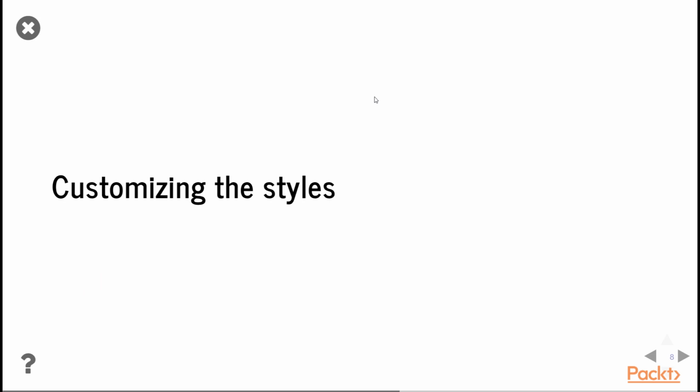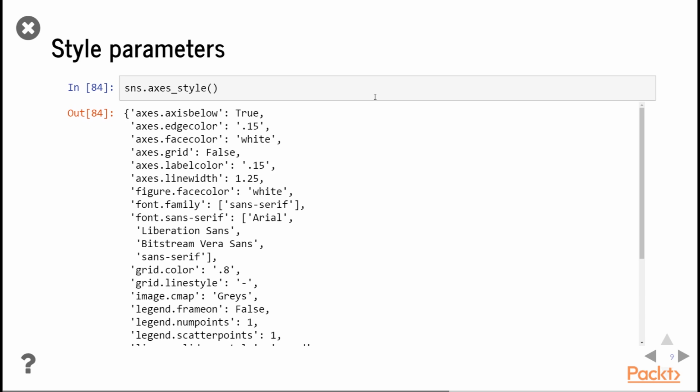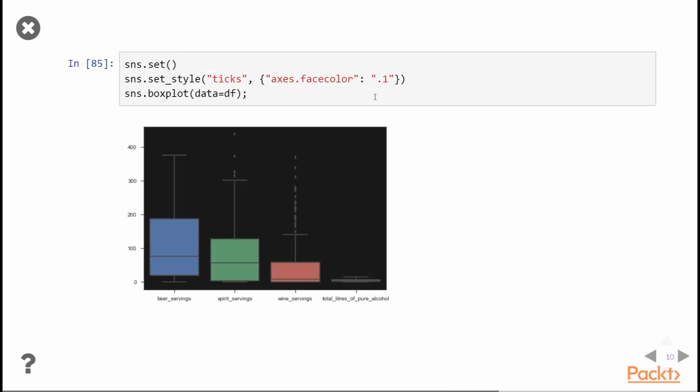We can further customize these preset styles. Let's look at all the parameters which these styles are made up of. We can get all the parameters by calling axes_style method on seaborn. Each one of these parameters can be customized further. Let's try customizing one of them. Here we set the style to ticks which has a solid white background, but we further customize the style by setting face color separately. We can add more parameters to this dictionary and keep customizing the plot.